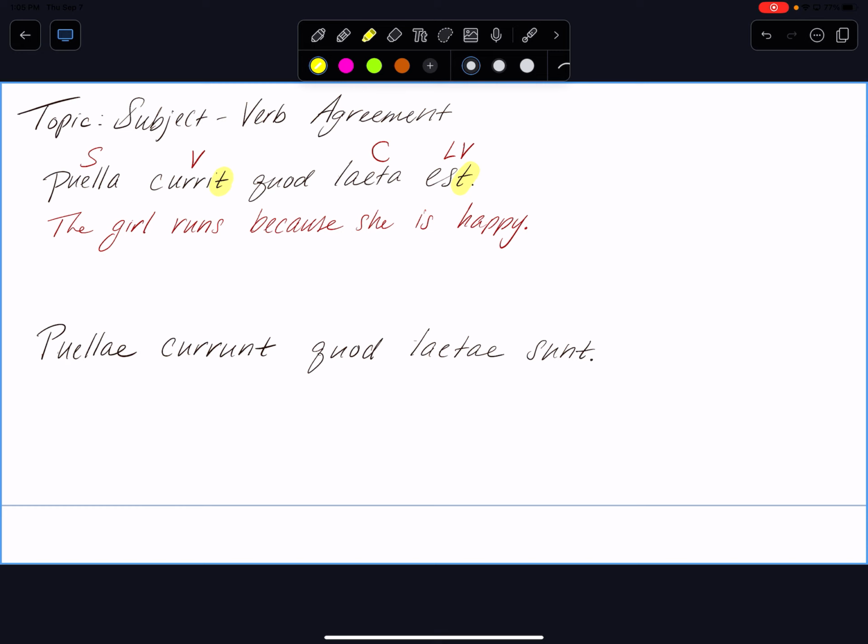So the verbs end in what two letters then? NT. Good. Okay. So like I said before, if it ends in a T, it's singular. If it ends in NT, it's they, plural. So puellae, and if you notice, is puellae plural? Yes, it means girls.